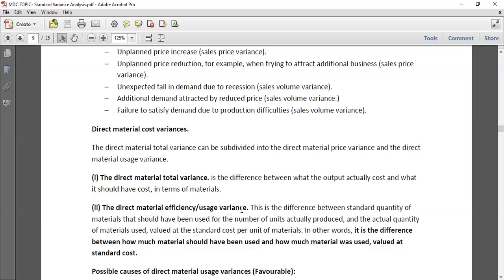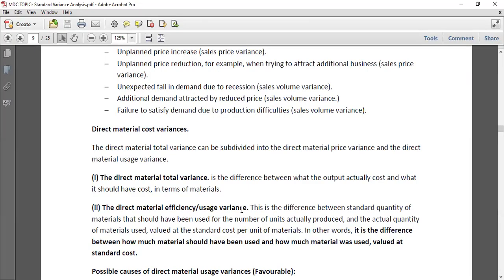And in the same way, we can also have the material price variance. So you need to take that into consideration. Like we've indicated, the total variance is the difference between what output actually costs and what it should have cost in terms of materials, full stop.